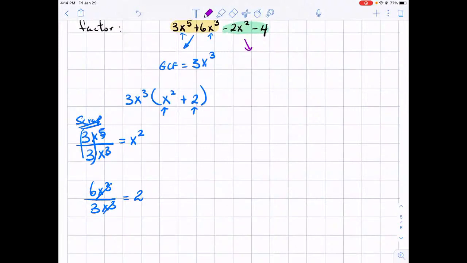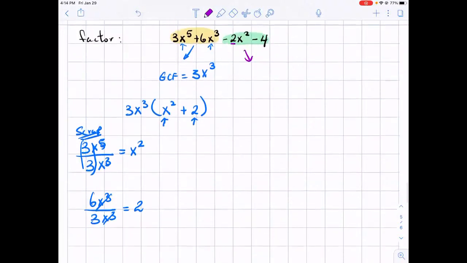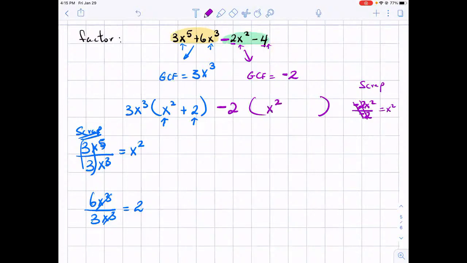Now, on this side here, what's the GCF? Well, we have a 2 here and a 4. So GCF is 2. Here we have an x, here we don't have an x, so we can't take out an x. I said you always take the sign with it, so it's minus 2. Now you have to be careful here. If you take out a minus 2, what's left? Let's do the scrap. What is minus 2x squared divided by minus 2? The minuses and the 2's cancel, leaving you with just x squared. So here we have x squared.